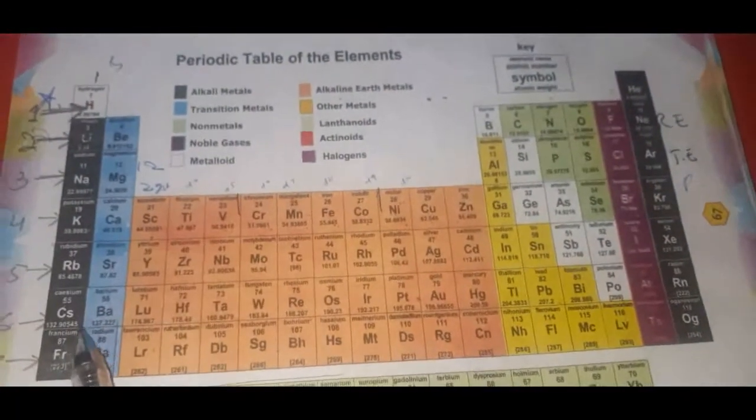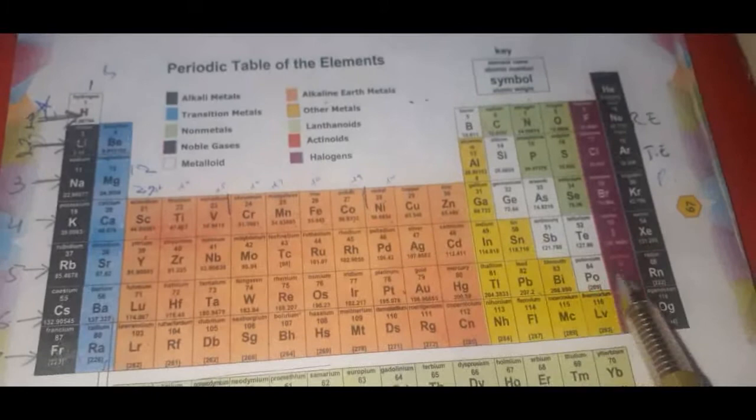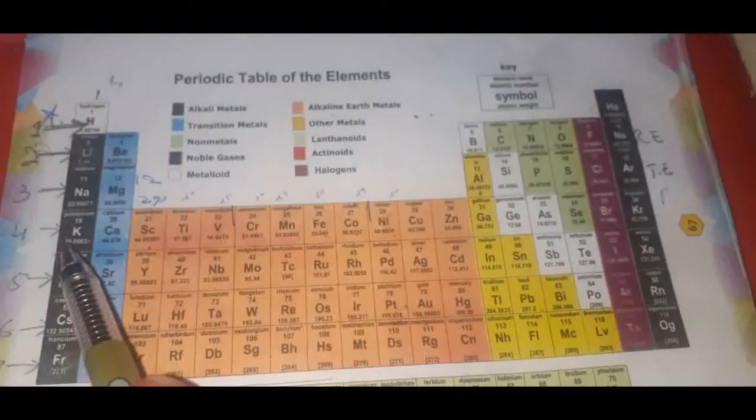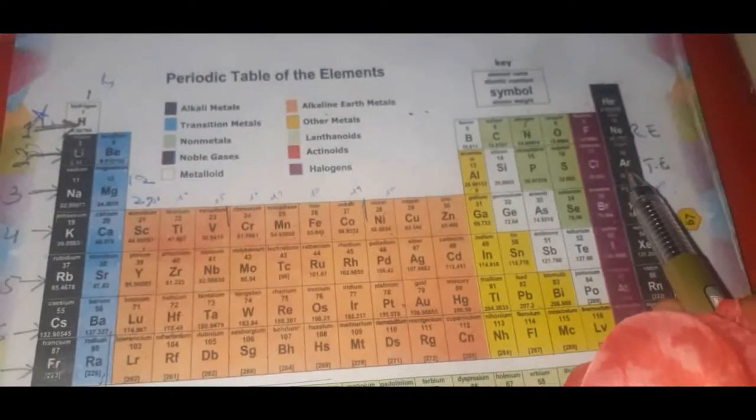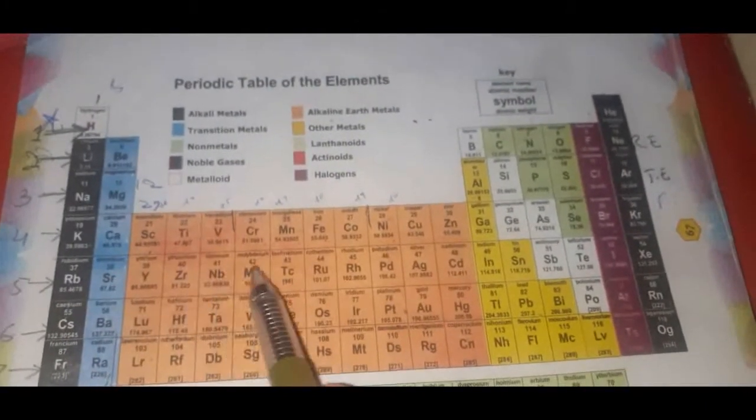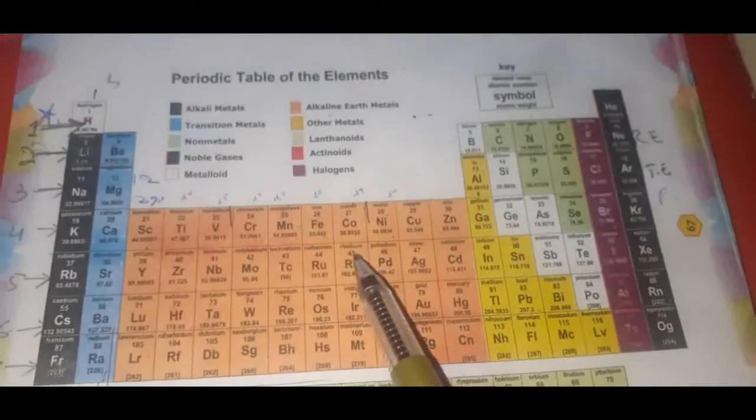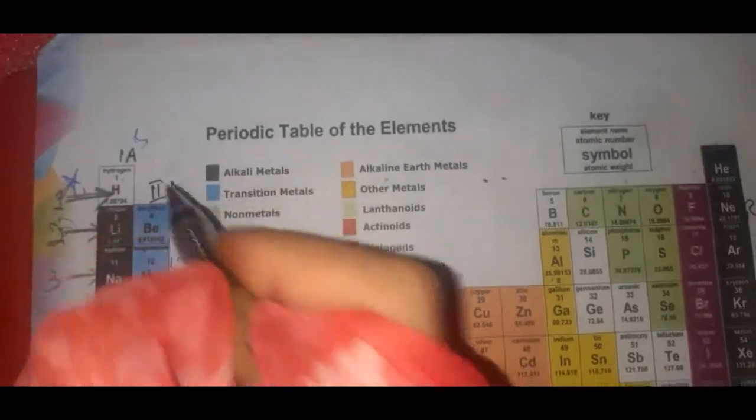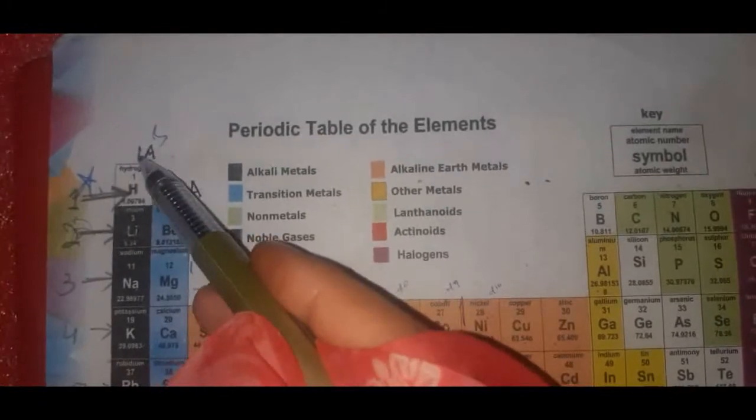altogether we have 1, 2, 3, 4, 5, 6, 7, 8, 9, 10, 11, 12, 13, 14, 15, 16, 17, 18 groups. Whereas groups 1, 2, 3, 4, 5, 6, 7, 8 are representative elements or belong to subgroup A. Whereas these 10 groups belong to transition elements or subgroup B. So, our first A family, this is group 1A. It is group 2A.